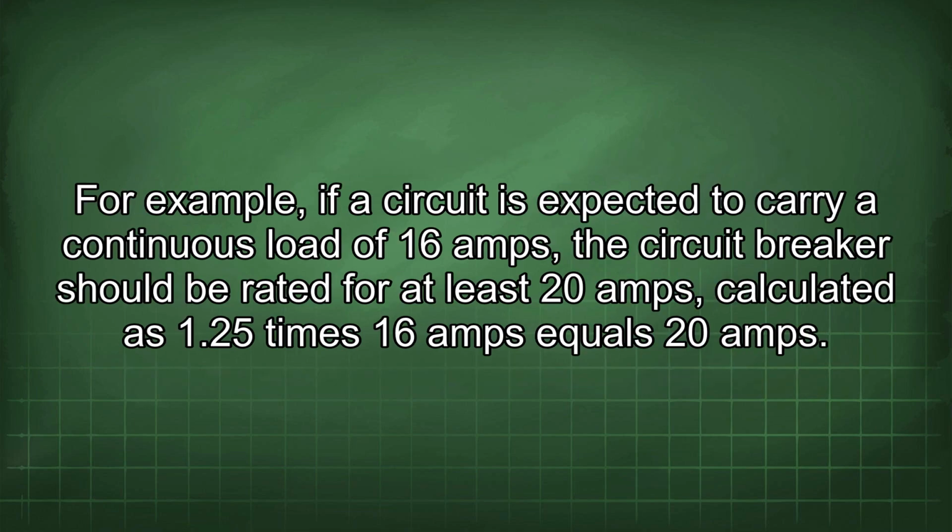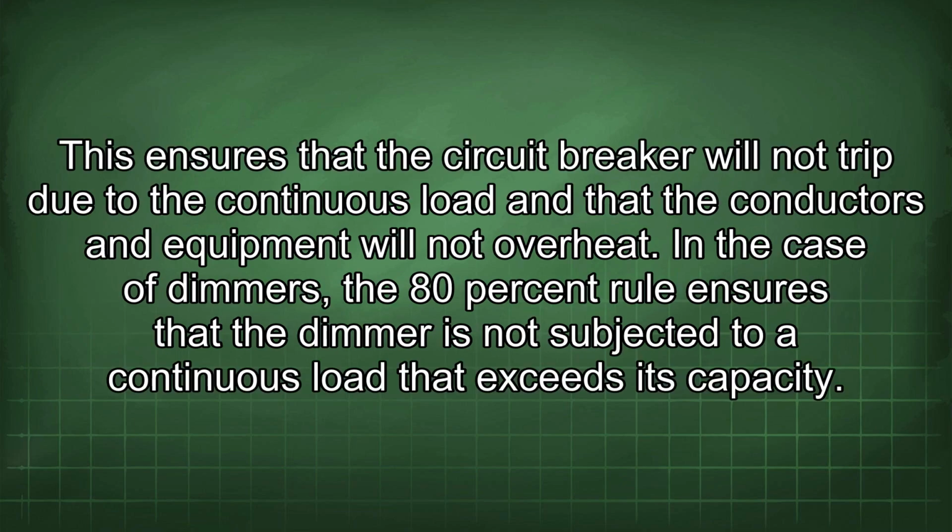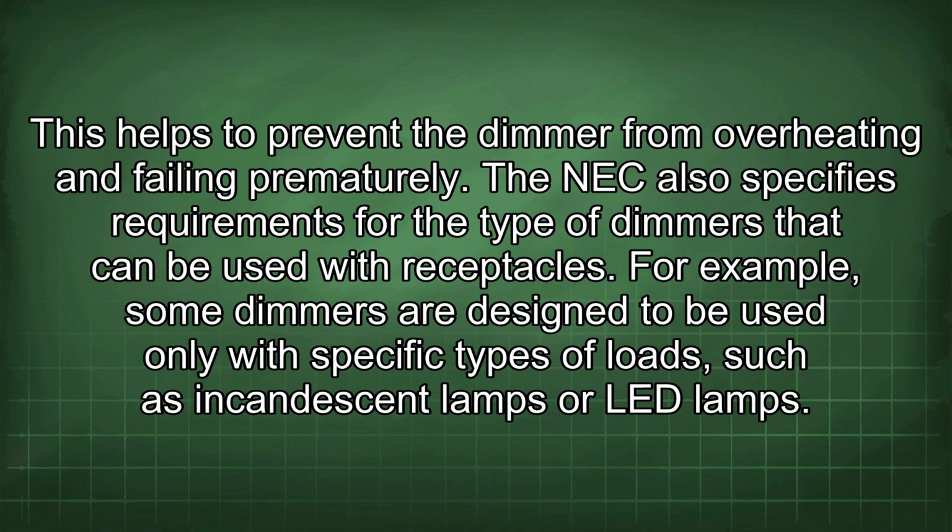For example, if a circuit is expected to carry a continuous load of 16 amps, the circuit breaker should be rated for at least 20 amps, calculated as 1.25 times 16 amps equals 20 amps. This ensures that the circuit breaker will not trip due to the continuous load and that the conductors and equipment will not overheat. In the case of dimmers, the 80% rule ensures that the dimmer is not subjected to a continuous load that exceeds its capacity. This helps to prevent the dimmer from overheating and failing prematurely.